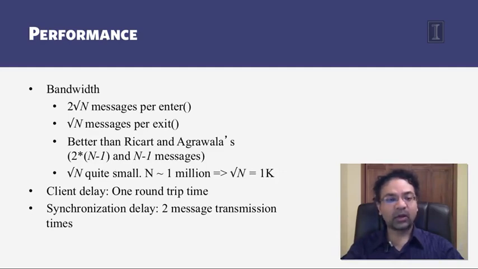Synchronization delay means that one process is currently in the critical section and one other process is waiting to get in. And at this point of time, the releasing process will send a reply message back to the process PK, which is the common process between the 2 voting sets of the releasing and the waiting process. Then that PK process, which is in common, will forward a vote to the waiting process, which can now enter the critical section. So that's 2 message transmission times, one from the releasing process to the common intersection voting member, and then from the voting member to the waiting process.